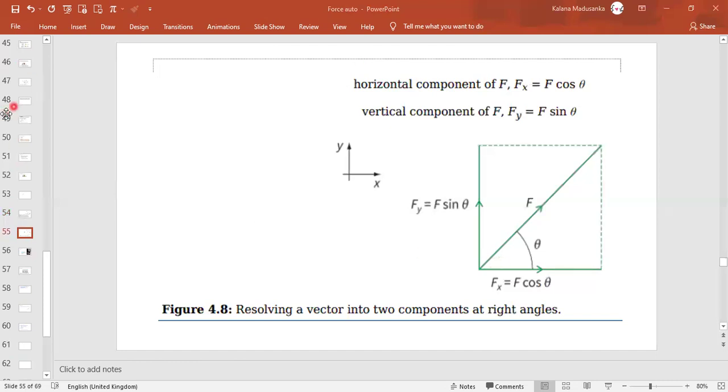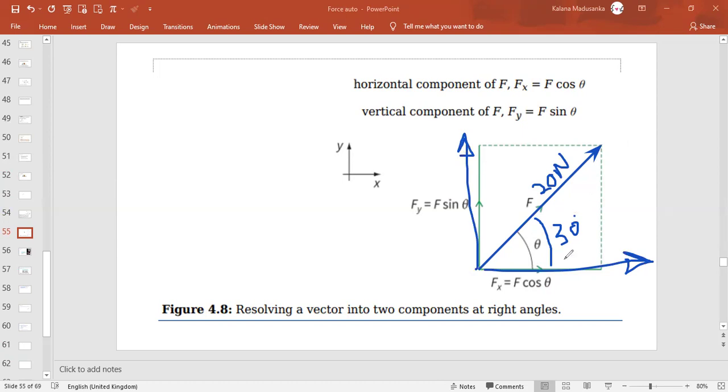So this is how you can manage to resolve a force that is not in the x or y direction, but in an angular direction like this. Let's try to resolve this force F first into two components, the vertical and horizontal components. Let's say in this question 30 degrees is given like this and the force is 20 newtons. Now they are asking what is the vertical component of this force, and what is the horizontal component.